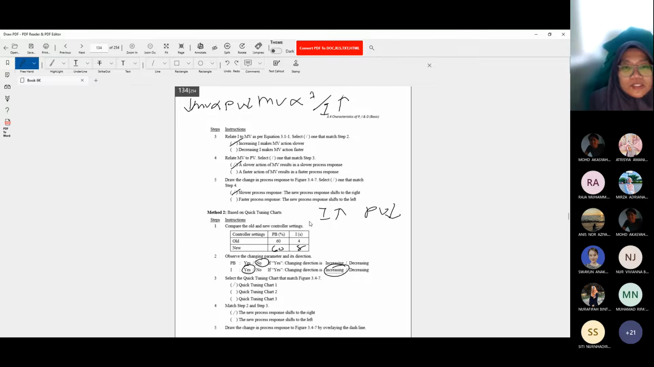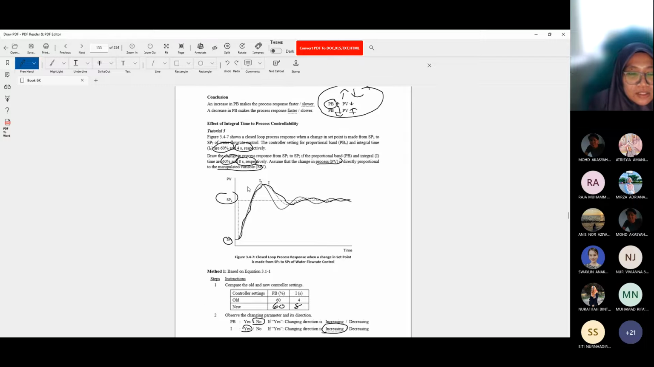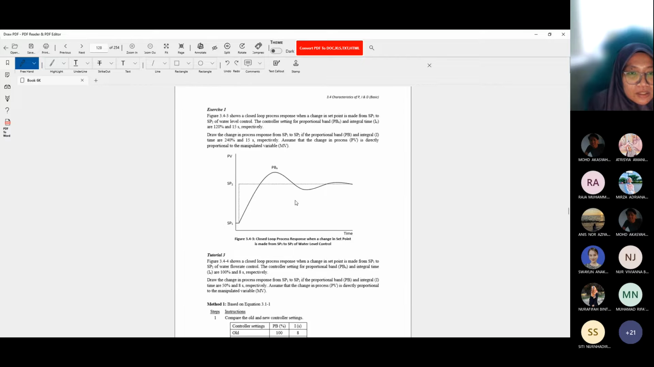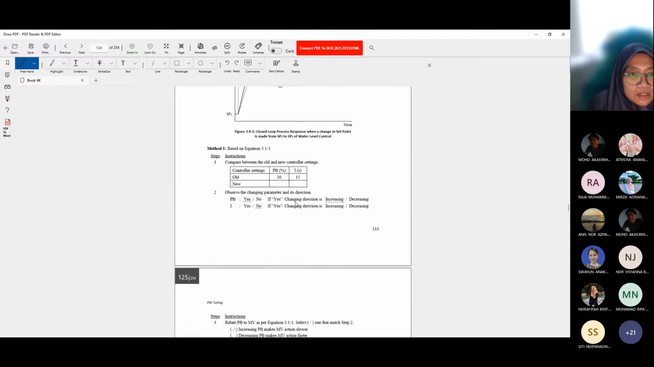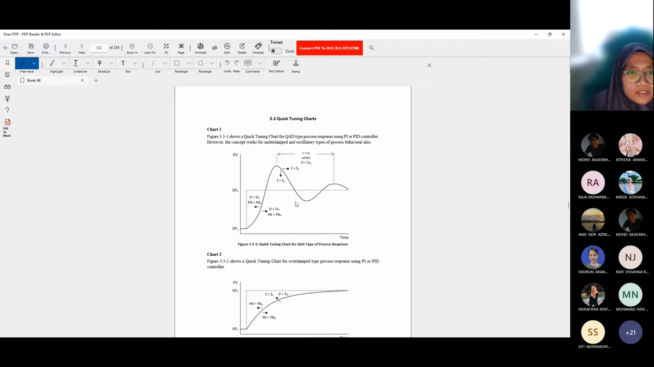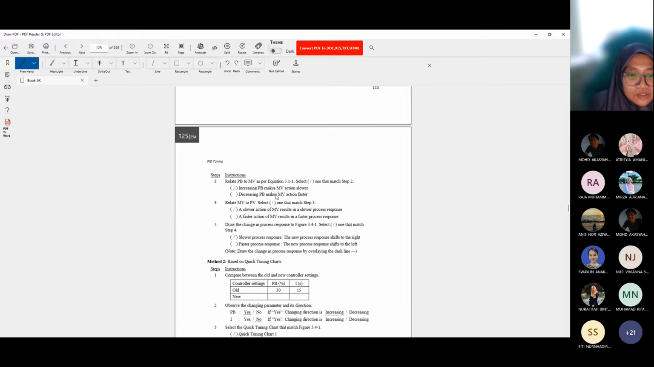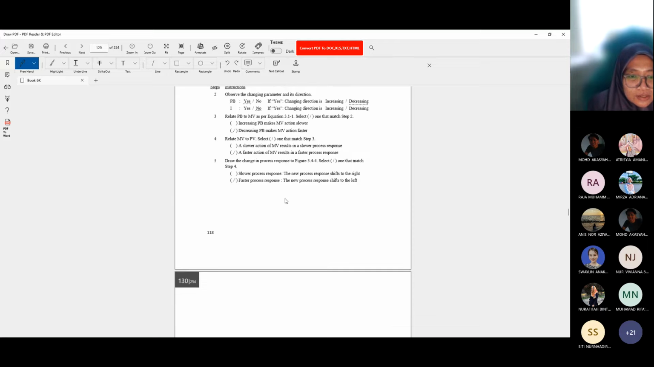Okay, so based on this graph, which chart do you want to choose to evaluate this graph? Do you remember we had a few charts the other day? We have chart 1, 2 and 3. So which chart do you want to choose? Chart 1. So you choose chart 1.